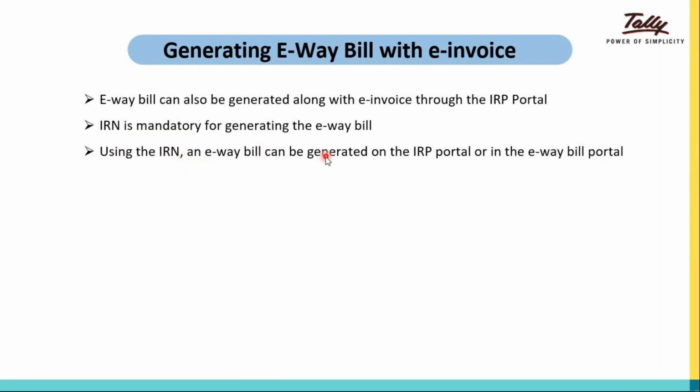An e-way bill can be generated on the IRP portal or in the e-way bill portal. See, there are different places where you can generate your e-way bill: the GST portal, the IRP portal, or the e-way bill portal. So you can generate it in these three places. But e-invoicing will happen only in your IRP portal, nowhere else. That is your invoice registration portal.